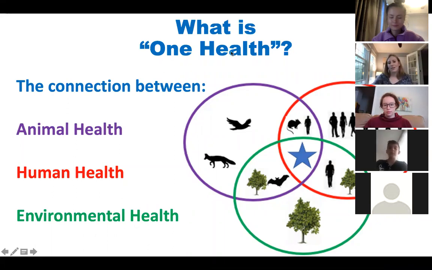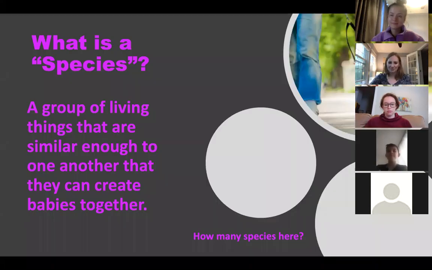So One Health is the connection between human health, animal health, and environmental health. I'm going to be asking you to remember those 3 components later on, okay? So remember those 3, and I'll be asking you later. What is a species? So a species is a living thing that can only make babies with similar living things. So say for instance, like a dog and a cat, right? Those are 2 different species because a dog and a cat coming together, they cannot make babies. But 2 cats can make kittens and 2 dogs can make puppies. So those are 2 different species.